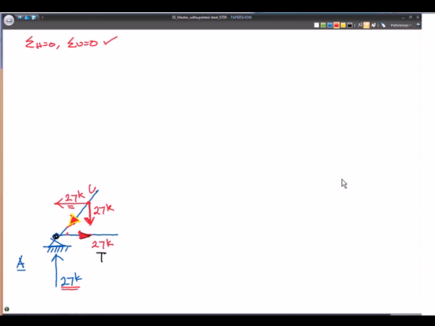What is the force in member AM? Well, it's just the Pythagorean theorem. It's equal to the square root of 27 squared plus 27 squared, and I believe we come up with about 38.2 kips. So we'll write in here that this is 38.2 kips of compression.